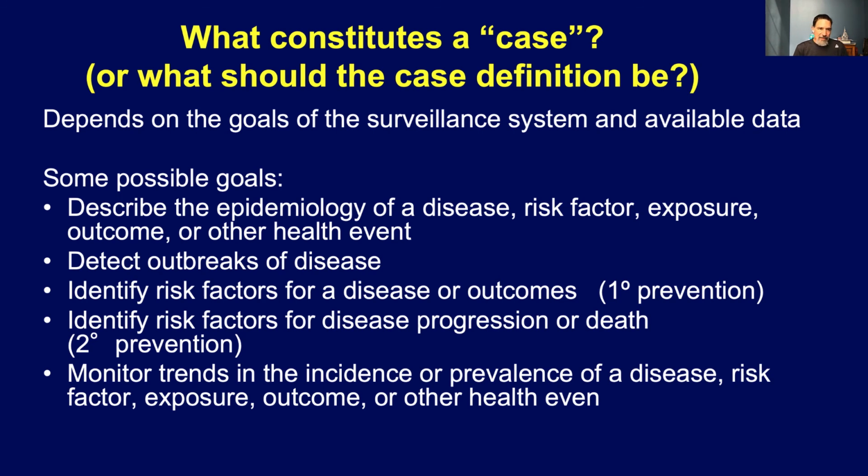But it might be something more related to detecting outbreaks or something related to primary prevention, where you're trying to prevent the infection from occurring to begin with, or you're not necessarily trying to prevent infection, but you want to prevent the disease that is related to the infection or the death that could come as a result of having the infection. So each surveillance system may have specific goals, or should have specific goals, and what you would call a reportable event or a case under that surveillance system will be driven by the goals.